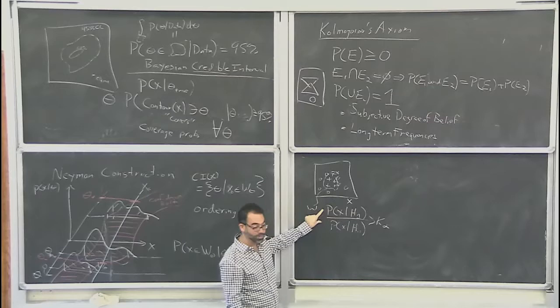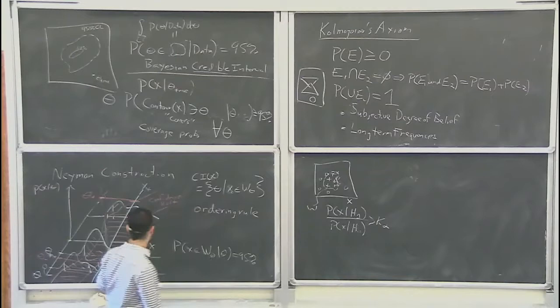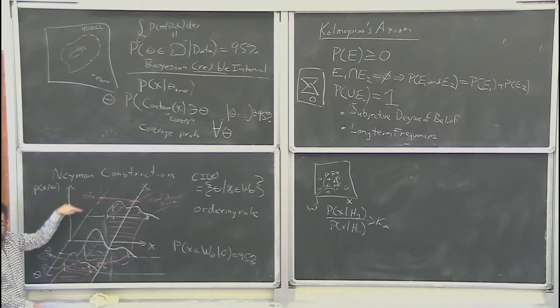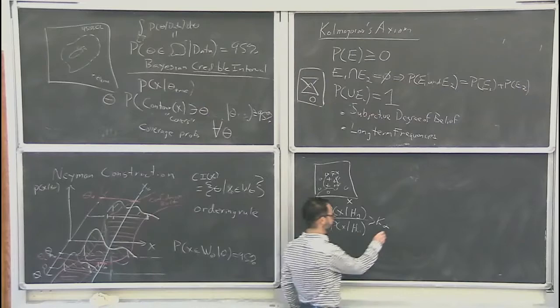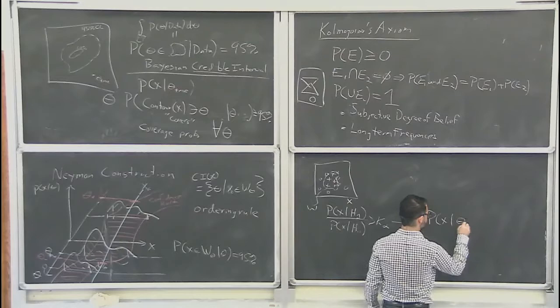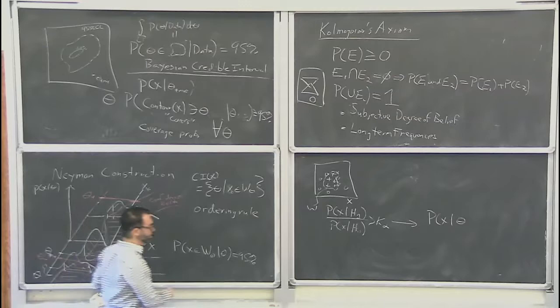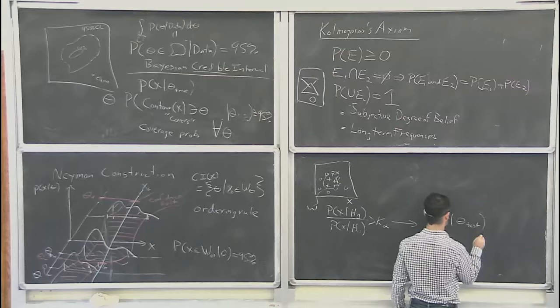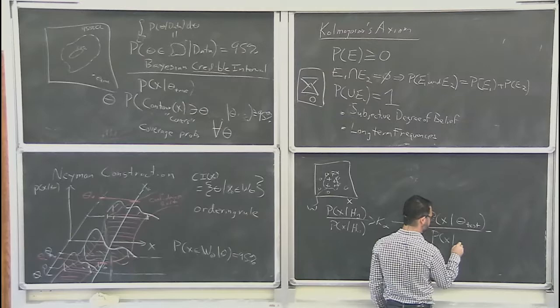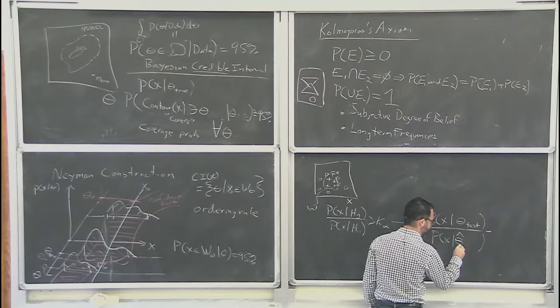In this situation, it's not simple hypothesis testing, because instead of just two hypotheses like theta naught and theta one, I have a whole continuum of hypotheses to deal with. So the generalization is to say P of X given some particular value of theta that I'm considering, the value that you're testing, over P of X given some other value of theta. And one option here is theta hat, the maximum likelihood estimate of X.